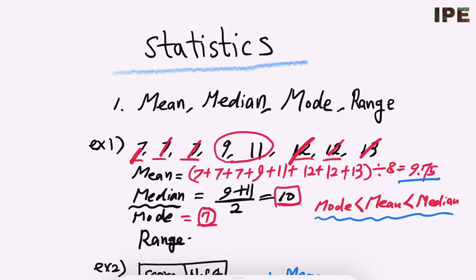Then how can we find the range? Range in the data is the biggest number minus the smallest number. Okay, greatest number 13 minus smallest number 7. So 5 is the range in this data. I quickly and simply explained how to find mean, median, mode, and range.